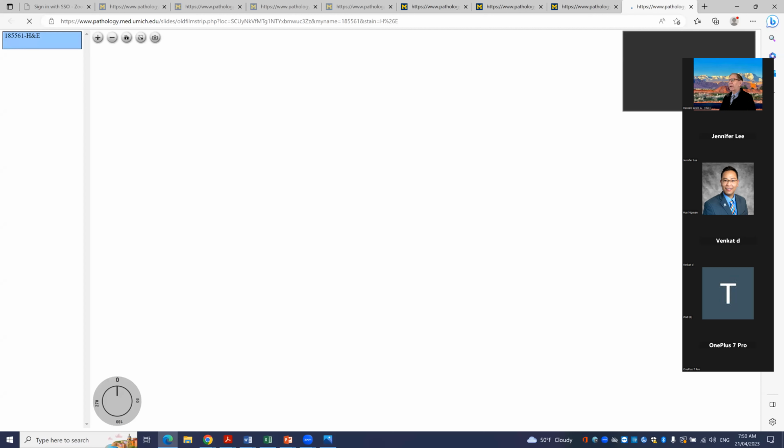So anytime you see an omental cake, of course, in a woman, you're going to think first of ovarian carcinoma, most likely serous carcinoma.